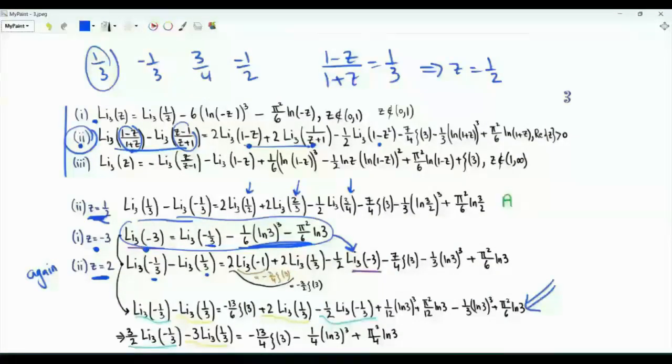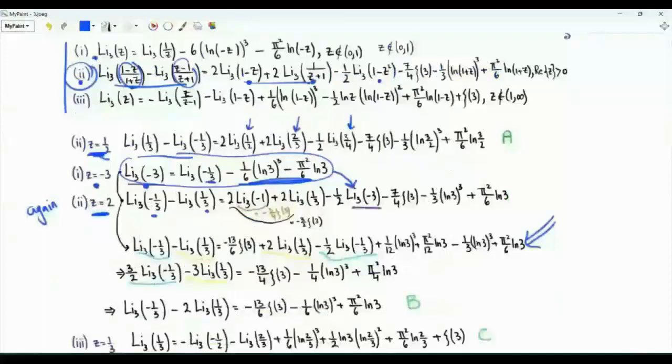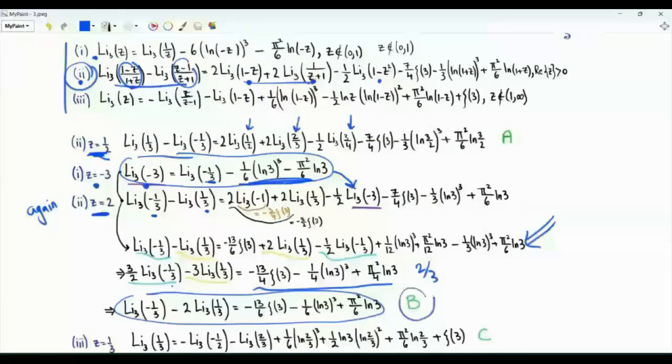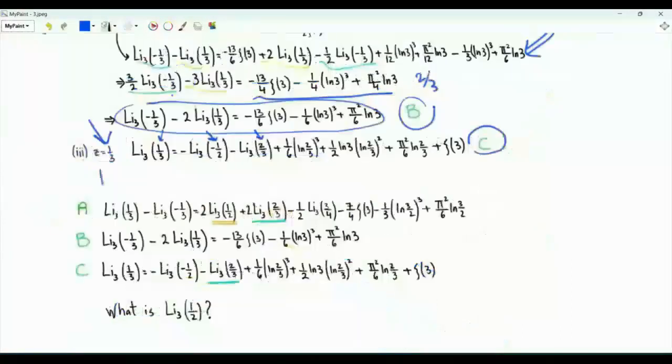This is what we get. Moving the trilogarithms to the left-hand side, we get that 3 over 2 the trilogarithm of minus 1 over 3, minus 3 the trilogarithm of 1/3, is equal to this bunch of constants. Multiplying both sides by 2 over 3, we get this statement here, denoted by B. Statement A is the result that we get from the second identity with z equal to 1/2. The last thing to do is to use this third identity with z equal to 1/3. We get statement C, which involves the trilogarithms of 1/3, minus 1/2, and 2/3.